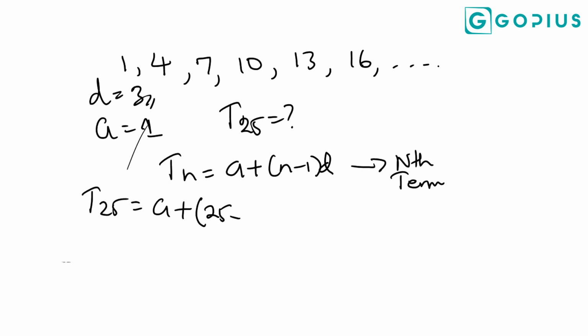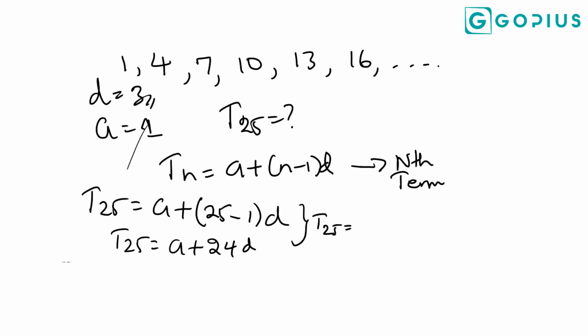Alright, so we have 25 minus 1 times D. The formula for the 25th term is A plus (25 minus 1), which is 24, D. So we can now substitute. That means T25 is equal to A, our first term, which is 1, plus 24 times D. D is the common difference that I established earlier as T2 minus T1, which is 4 minus 1, giving us 3. So we have 24 times 3.